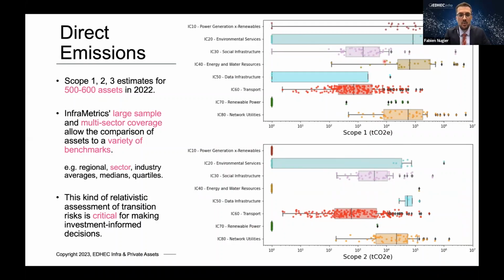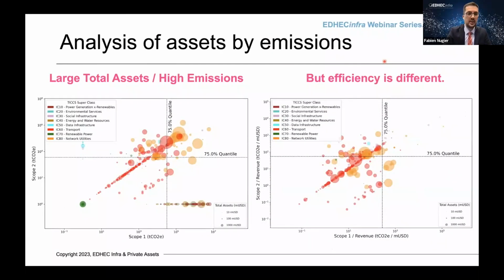And so what is important to see here is that you can use inframetrics on this large sample covering different sectors and use those sectors as benchmarks, or use, for example, the mean, the median, or the quartiles to see if a single asset is emitting more than the rest, and you can do that as well for the intensity metrics to see which asset is more efficient. And this is critical for making investment-informed decisions based on emissions. All right, so I'll give you a second to look at these plots.